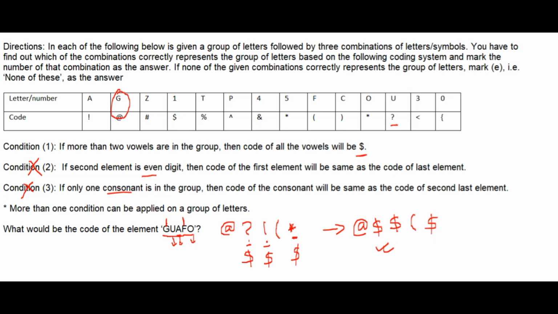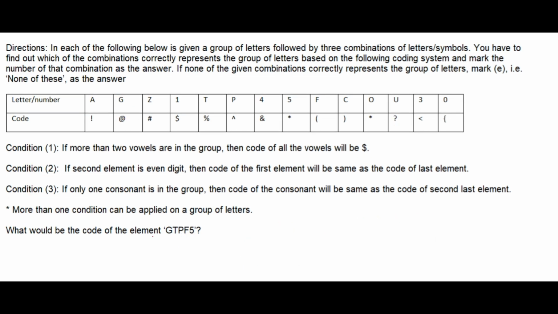Okay. Now come to the fourth question. So what is the code of Z, T, P, F, and phi? What will be the code? What is the code of G? So the code of G is what? At the rate. Okay. What is the code of T? The code of T is what? Percentage. Okay. What is the code of P? You can see here what is the code of P.